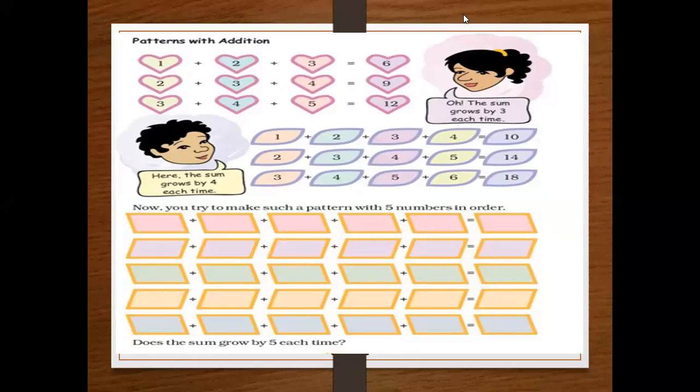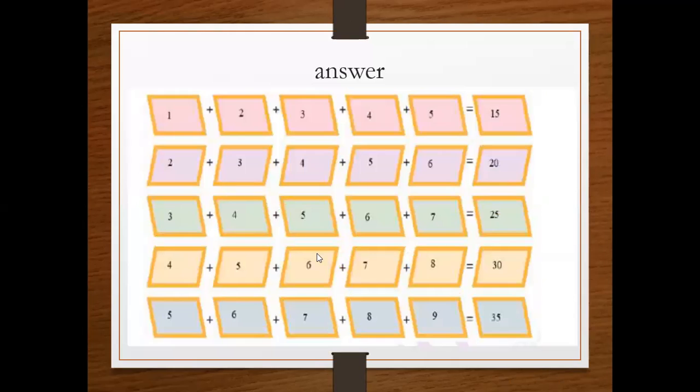Sir, first one answer is 15. Next one, 20. When 5 numbers are added, result should be increased by 5. 5 increase should be there. 20, then 25, 30, 35. So you can see 5 increase is there. When 5 numbers are added, 5 increase will be there.